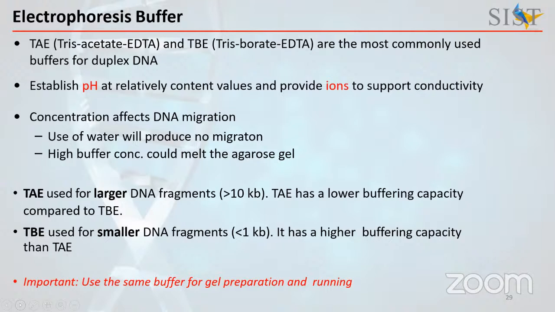The two buffers we normally use in electrophoresis are Tris-acetate EDTA buffer or Tris-borate EDTA buffer. In a TAE buffer, Tris is the mild base and acetate is the mild acid, which are present to maintain the pH in a constant manner. And EDTA is added because we have to inhibit any DNase activity that can take place in the gel electrophoresis. So that's the reason we add EDTA. We can also use Tris-borate EDTA buffer.